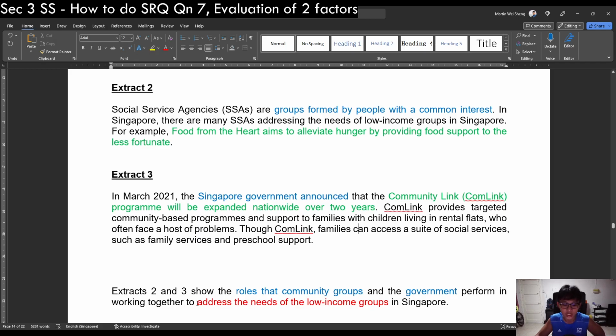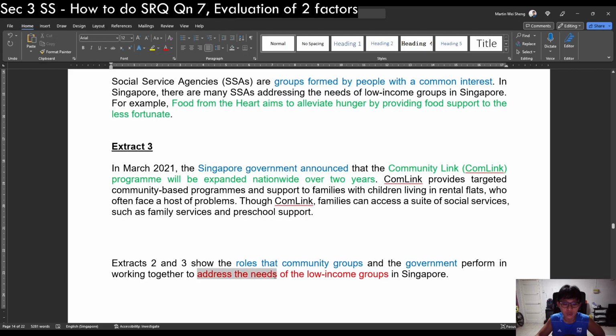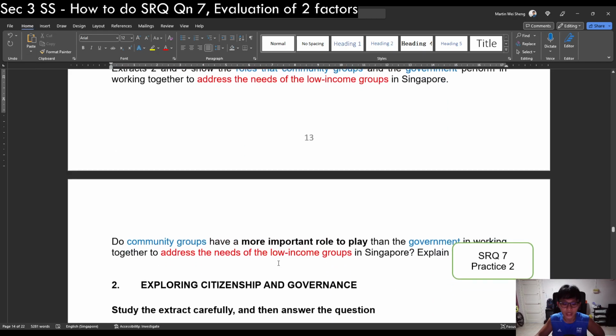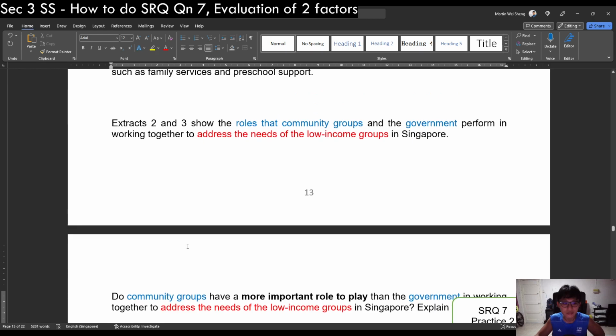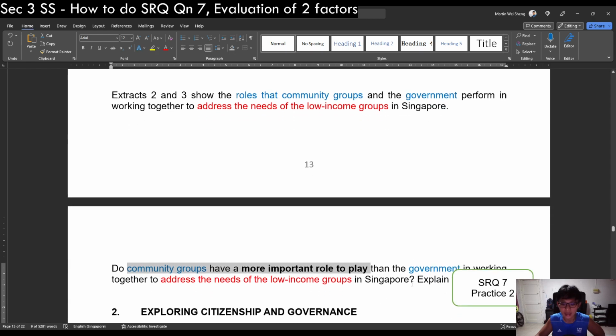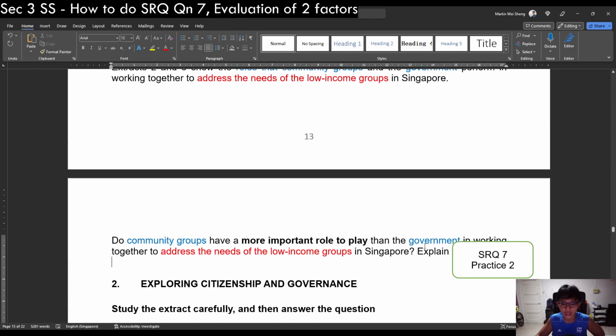So what is this whole issue about? The issue is on how to address the needs of the low income group in Singapore. How did these two factors help to address the needs of the low income group in Singapore? The question is right at the bottom. Do community groups have a more important role to play than the government in working to address the needs of Singapore?